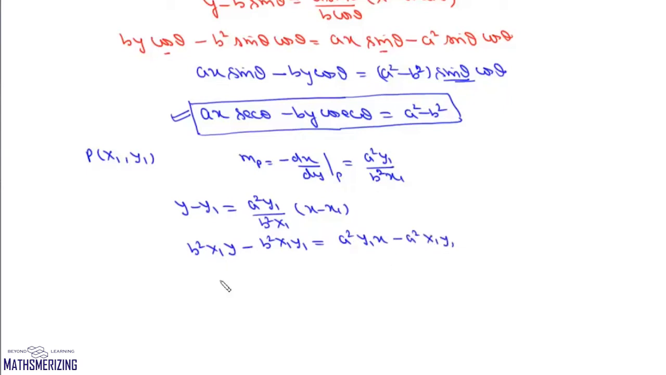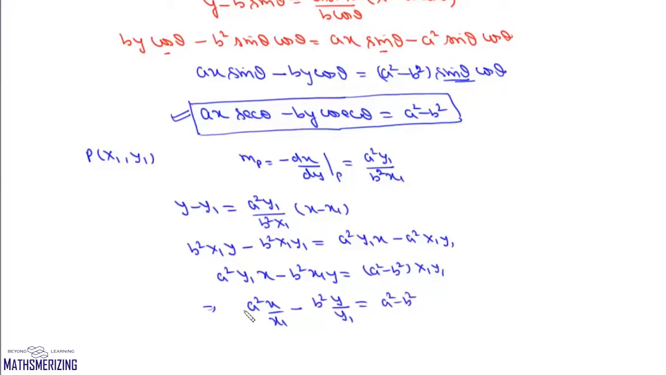Again we'll take x and y together, we'll write a square y1 x minus b square x1 y, and it'll be a square minus b square x1 y1. Now again we'll divide it with x1 y1. So we can write this equation as a square x upon x1 minus b square y upon y1, and this is equal to a square minus b square. So that is the equation of normal in terms of a point P whose coordinates are x1 and y1.